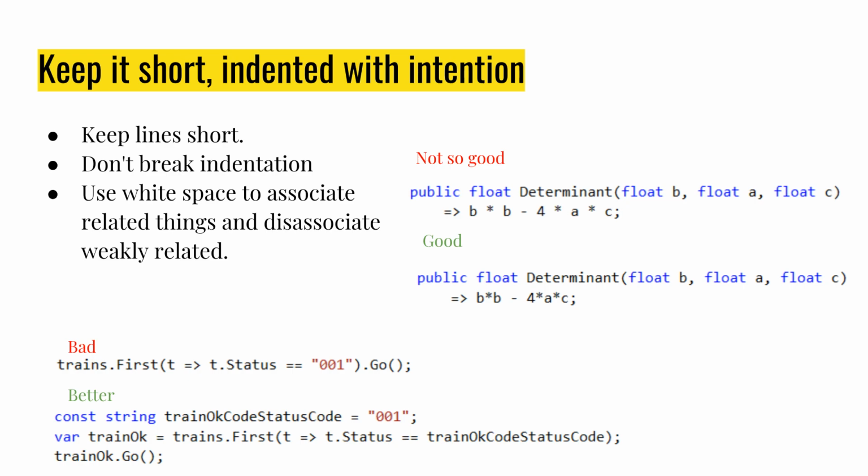So keep lines short. Don't break indentation, and use whitespace to associate related things and deassociate weakly related things. I think the first 2 are obvious, but the third one might not be so much. But look at this. There is a formula for counting determinant in square equations. Square of b minus 4 times ac is the determinant.